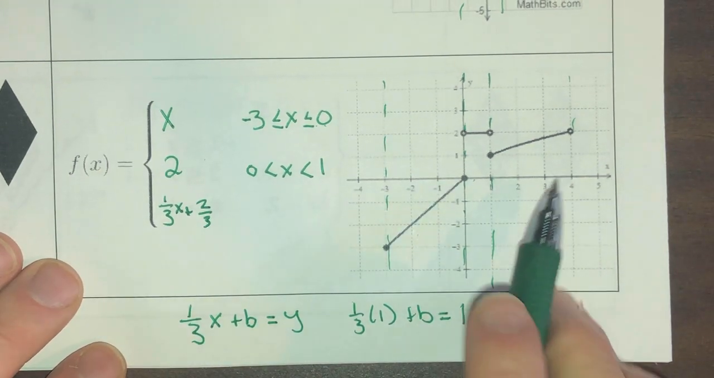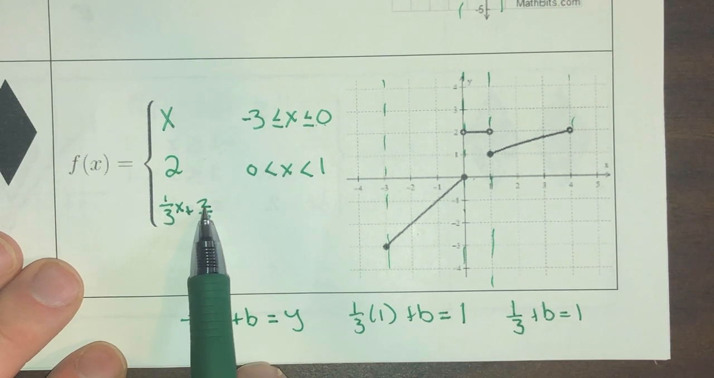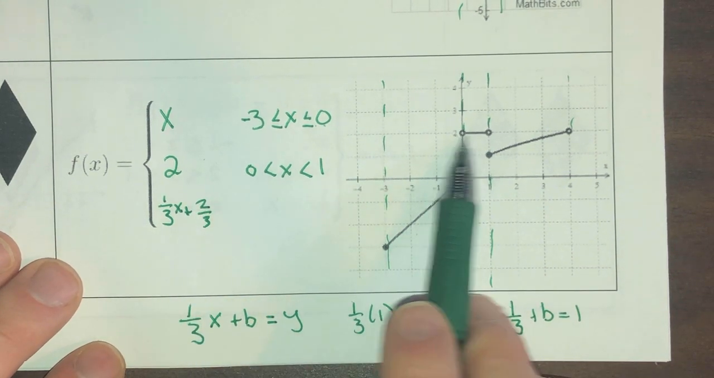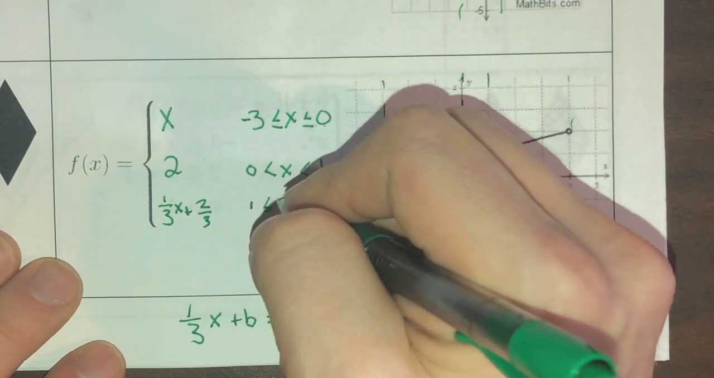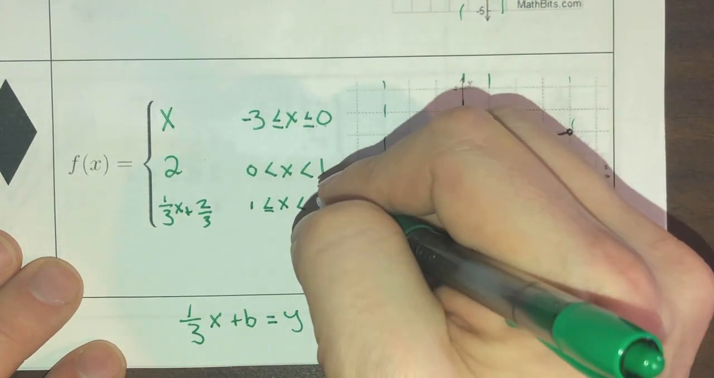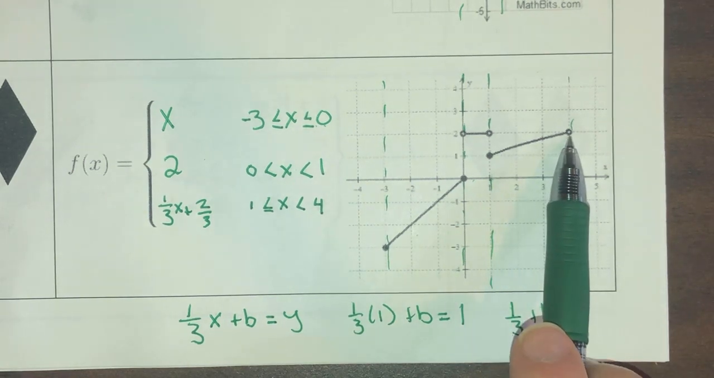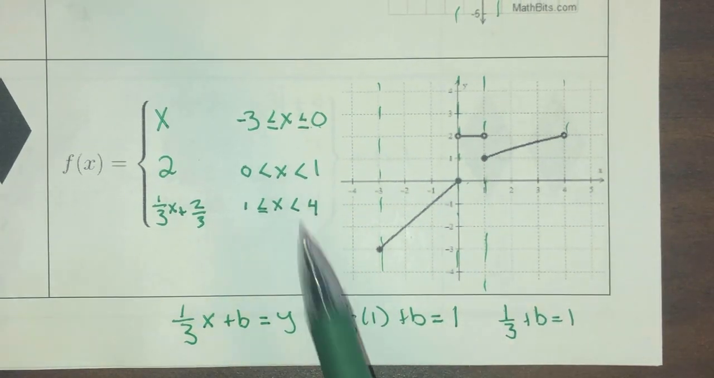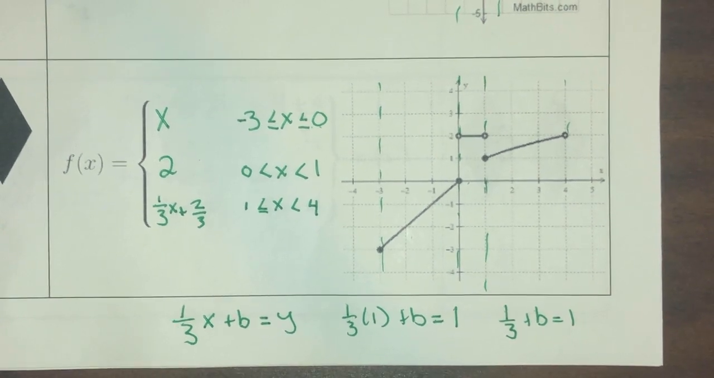Let's see if it works with 4. If I plug in 4, I get 4/3. 4/3 plus 2/3 is 6/3. 6/3 is equal to 2. Okay, so that's a place where you might have a little bit of work that you've got to personally do. And I've got 1 is less than or equal to x is just less than, because of the open dot, 4.